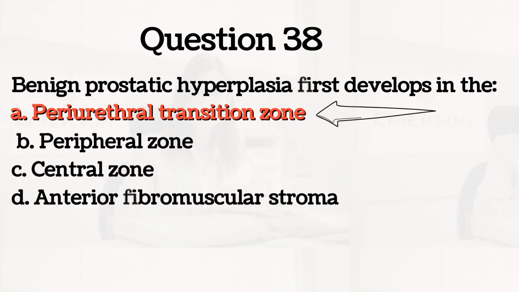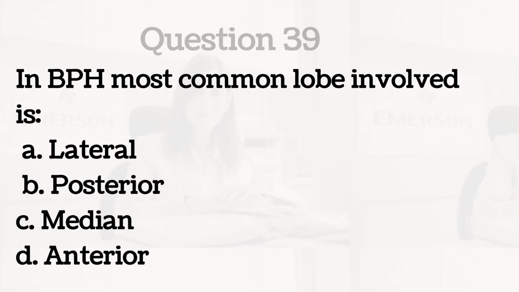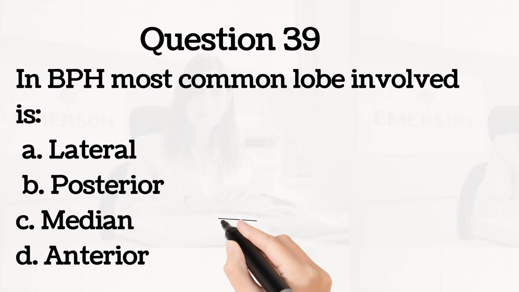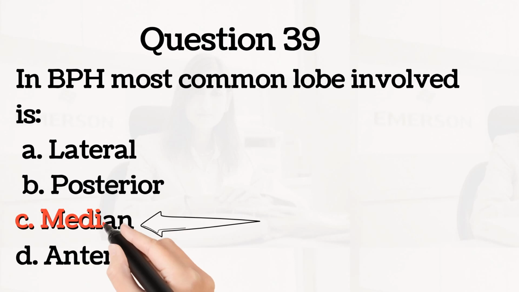Okay, so another question. Question 39. In BPH, most common lobe involved is A, lateral lobe, B, posterior, C, median, D, anterior. So this is for lobes, for BPH. The most common involved lobe is the median lobe. So we have option C there. So that's the answer.